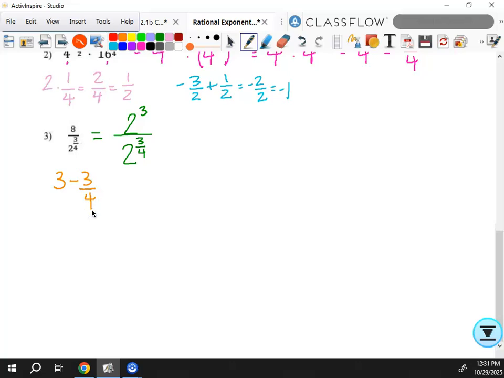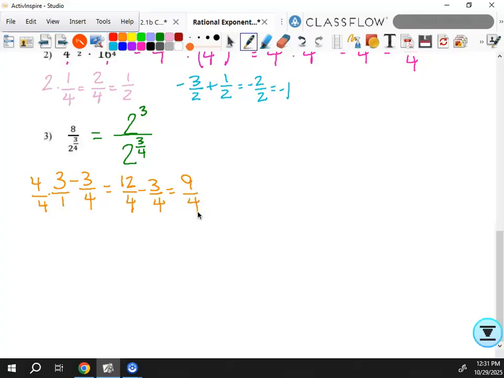Okay. What do we have to be able to subtract these? Common denominator, which will need to be 4. So I need to multiply this one by 4/4. That will give me 12/4 minus 3/4, which gives me 9/4.